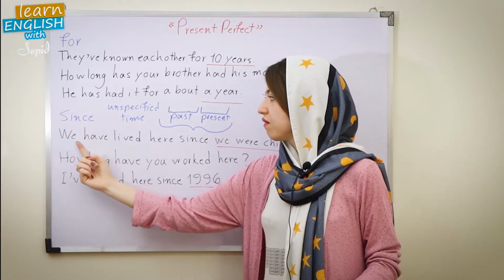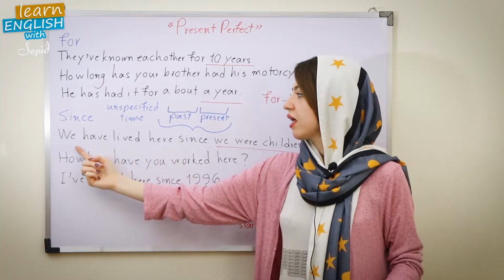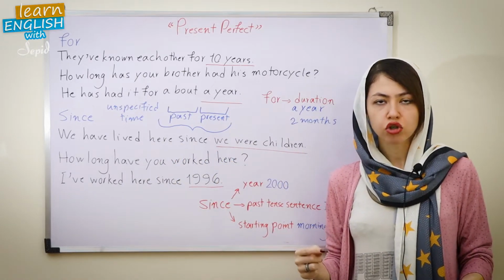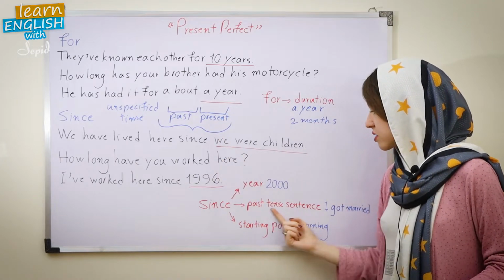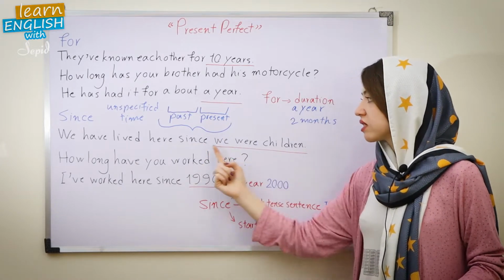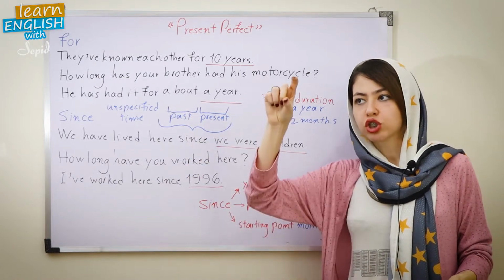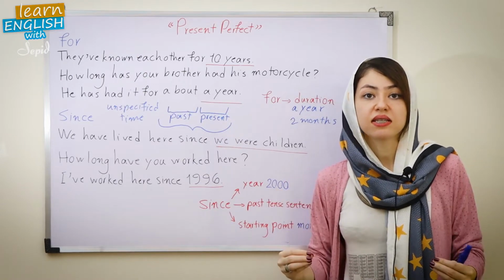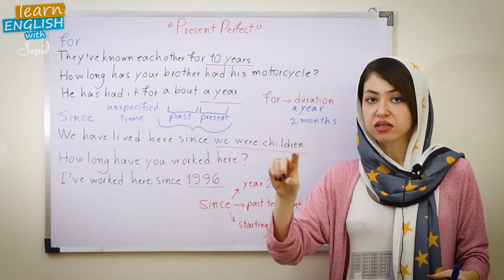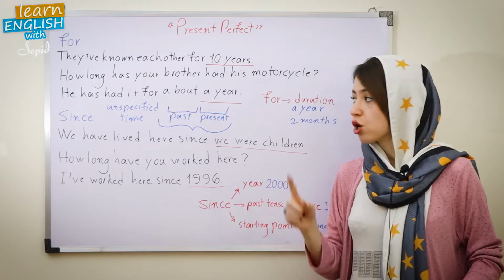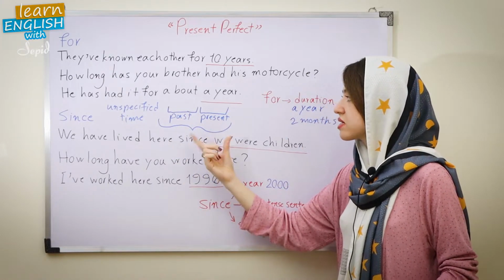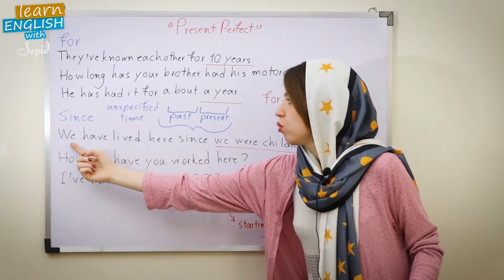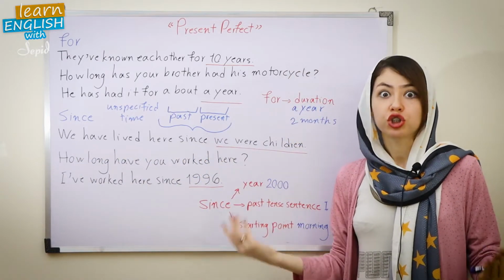So, we have lived here since we were children. So, this shows the past tense sentence, but this shows the time, okay? Since they were children, they have lived here. We understand that it didn't stop, okay? It continued, and right now, again, it is correct. We are considering past and present as a single tense, okay? So, we say, we have lived here since we were children.